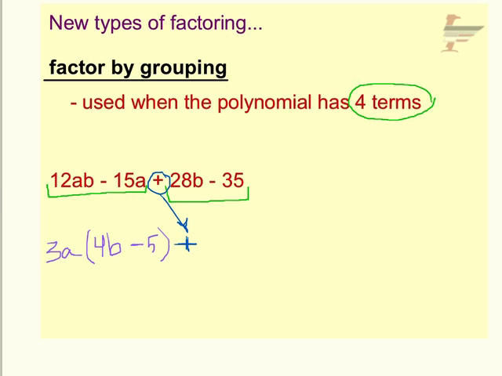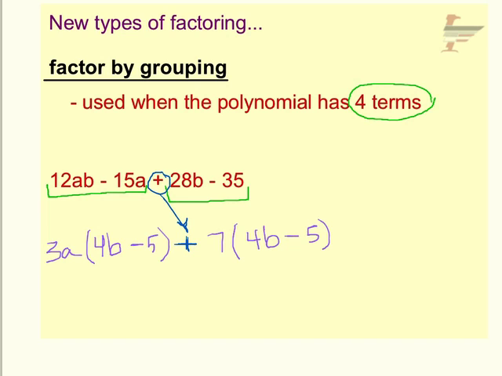And now you look at your second group. What can you factor out of 28b minus 35? Well, a 7 will come out of both of those. So we factor out a 7, and what are you left with? 4b minus 5. And if you're doing your factoring by grouping correctly, these 2 inside your parentheses will match. If these are not the same, then stop what you're doing and try to figure it out because something's wrong.